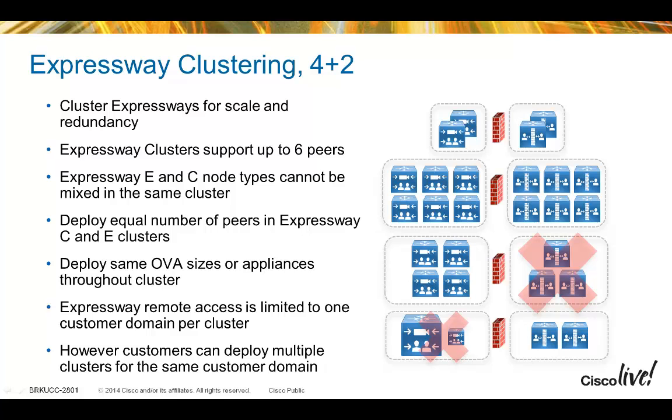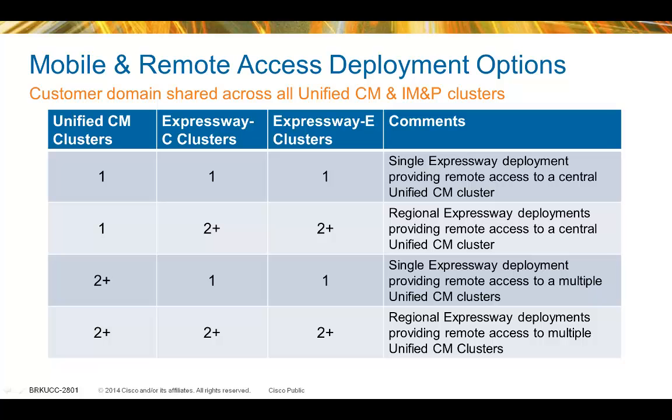So we can support a lot of integration types with the Expressway and your call manager. Top row here is the most straightforward way. One call manager cluster, one Expressway C, one Expressway E. Basic configuration. You can also have kind of regional edge access. Regional edge, West Coast, regional edge, East Coast, one call manager cluster, for example. You can do that. That's the second row.